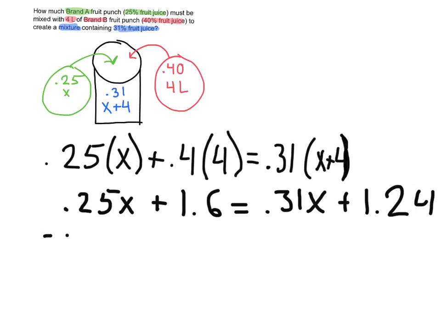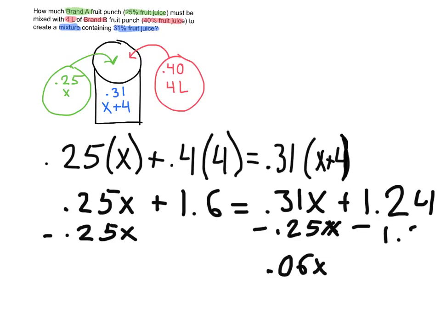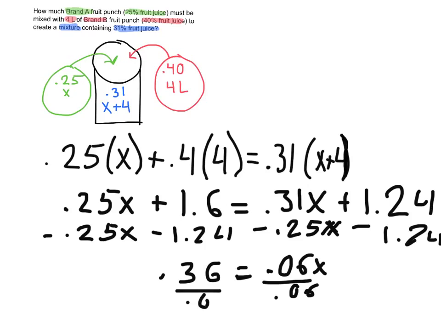So we're going to subtract 0.25x from each side, and that will get us to 0.06x, and then we're also going to subtract 1.24 so we can get it off the side with the x, subtract 1.24 from the other side as well, and that leaves us with 0.36. So now we have 0.06x equals 0.36. If we divide both sides by 0.06, we will get a final answer that x equals 6.